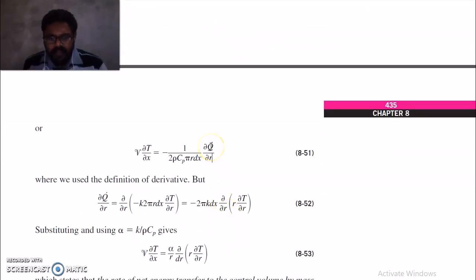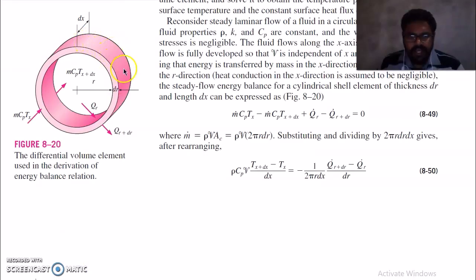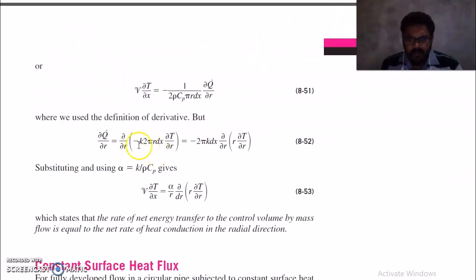Now we know from the definition of conduction, the heat transfer, which is del q by del r, is equal to minus k into surface area. In this case, because heat is in the radial direction, we have to take the surface area which is perpendicular to this heat flow, which is the area of this cylinder, 2 pi r dx. On solving, you will get this equation.